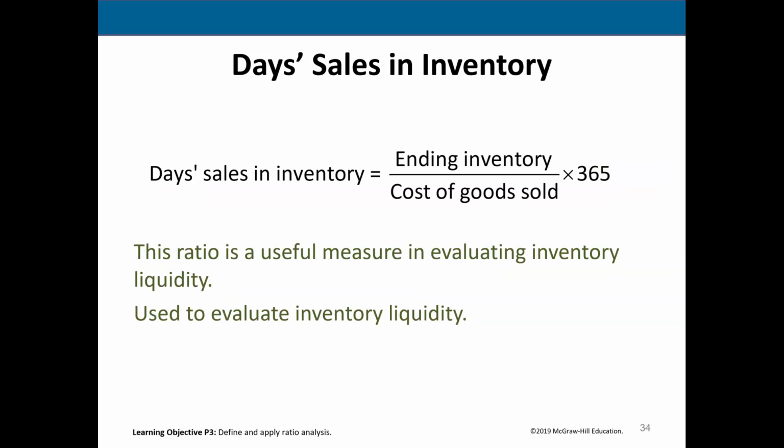Days sales in inventory is similar. It's ending inventory divided by cost of goods sold, and you multiply it by 365. So your answer is in how many days. This is used in evaluating inventory liquidity.